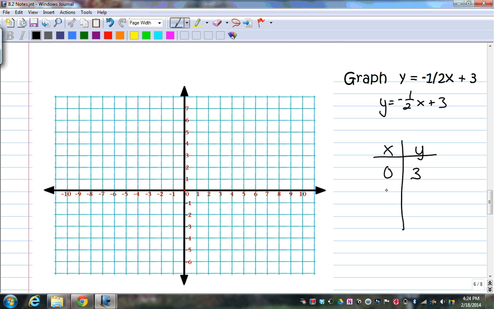Now let me put in 2. So if I did negative 1/2 times 2 plus 3, I would end up with 2. Then if I put 4 in there, 4 times negative 1/2 plus 3, I would end up with 1. And then if I put 6 in there, and I'm just picking random numbers for x, by the way. There's no method to this. Negative 1/2 times 6, I would end up with 0.